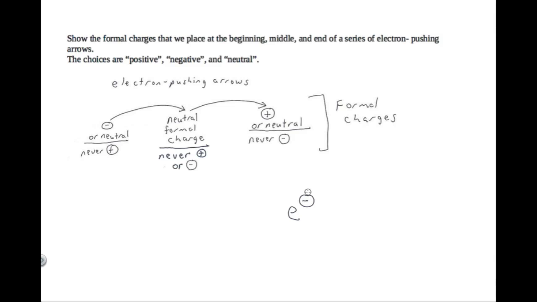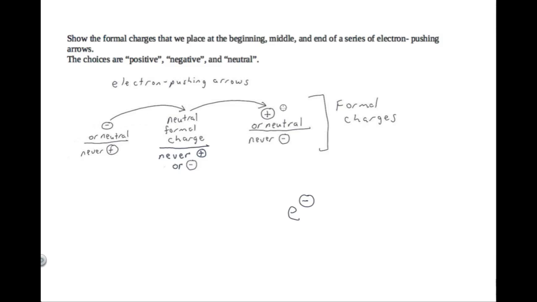Well, it should make sense to you that we'd like to put a negative charge at the beginning of the series of arrows because negative electrons would like to move away from a negative charge. And it should make sense that we would like to put a positive charge at the end of the series of arrows because negative electrons would like to move towards a positive charge. Now, you can't always put a negative at the beginning and a positive at the end, so it's okay as well sometimes to put a neutral atom at the beginning or end of the series of arrows.